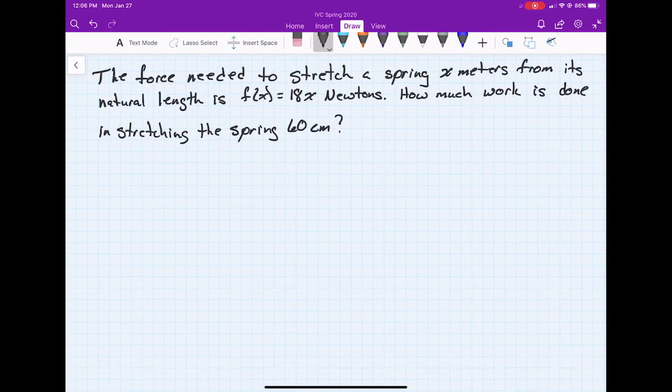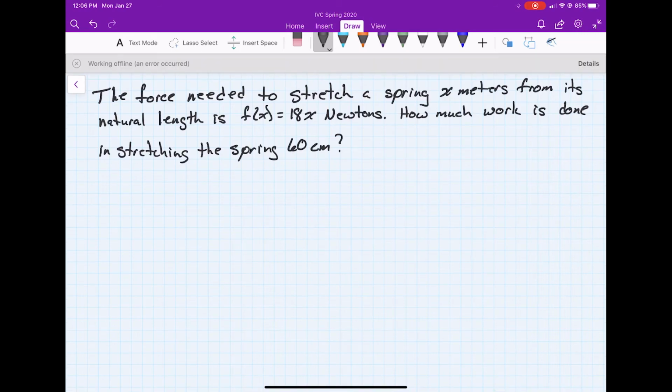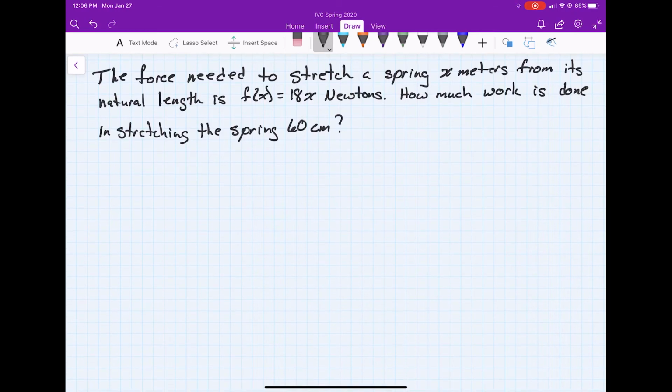So this next section, 6.4, is about work, which you could say I've been doing work all this time, and I wouldn't argue. But these are work problems. The force needed to stretch a spring x meters from its natural length is a function, F of x equals 18x. I'm just going to put that over here. How much work is done by stretching the spring 60 centimeters? So that's the length that I want to stretch this thing, 60 centimeters.